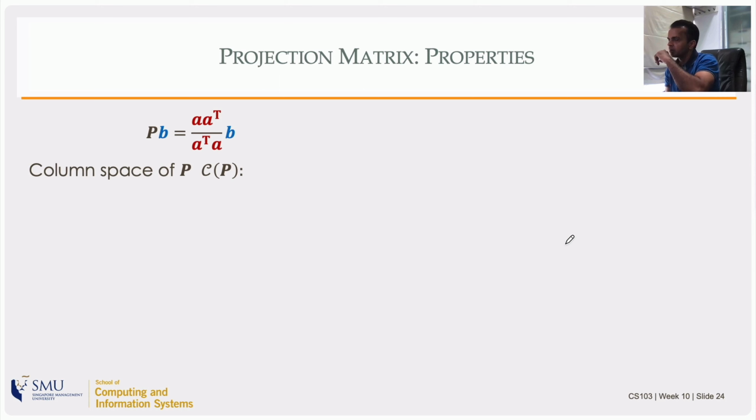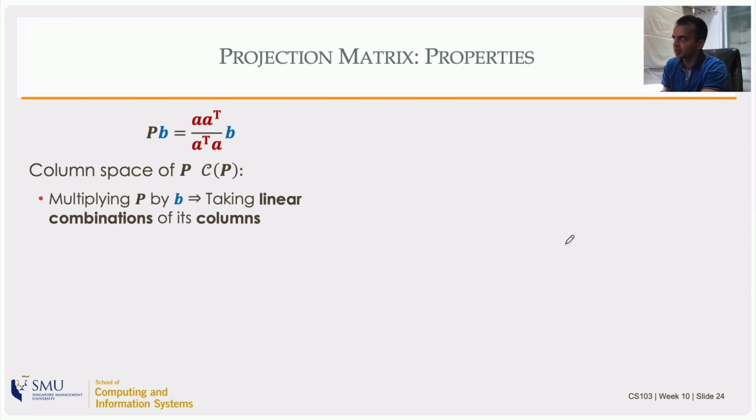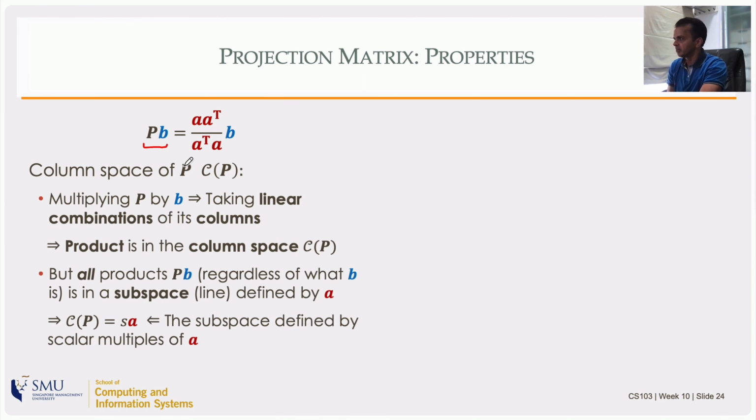What's the column space of the projection matrix P? Taking a projection of a vector is multiplying that vector on the left by P, which means you're taking the linear combination of the columns of P. So the projection, which is P times B, will be in the column space of P. So the product has to be in the column space of P. But all products, regardless of what B is, will be in the direction of A. Remember, that is what projection is. The projection operation will take a B to the direction of A.